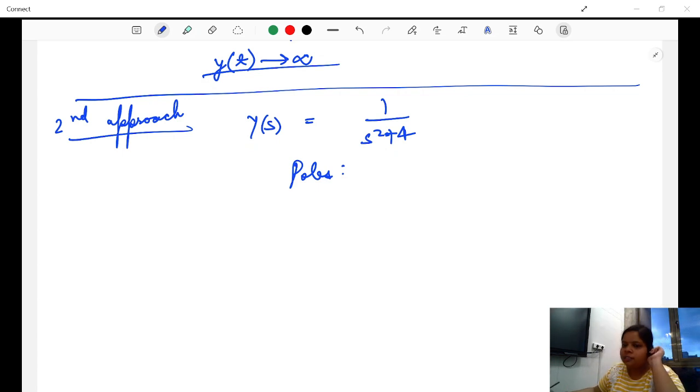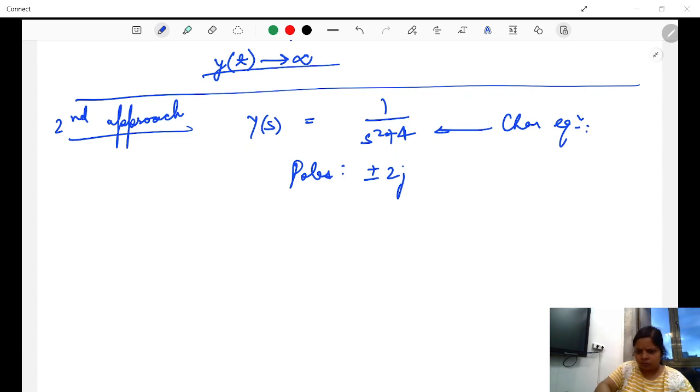What are the poles of the system? How did we define the poles of the system? Plus or minus 2j, madam. Yes, poles are plus or minus 2j. It is just finding out the root of the characteristic equation. This is your characteristic equation. Just find out the root.